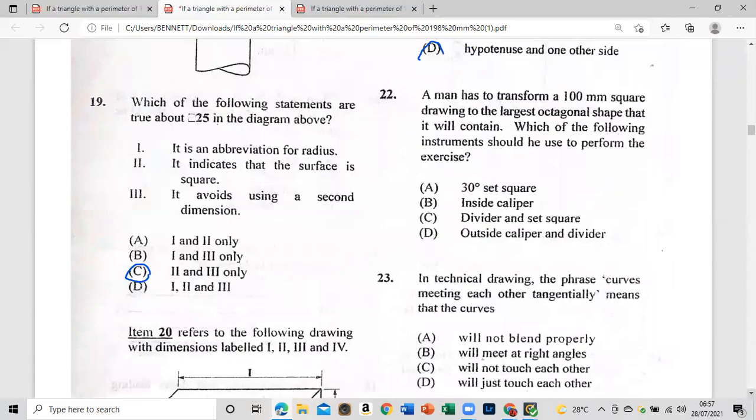22. A man has to transform a 100-millimeter square drawing to the largest octagonal shape that it will contain. I didn't read it properly. Which of the following instruments should be used to perform the exercise? So what would you use? And that is your divider and set square.